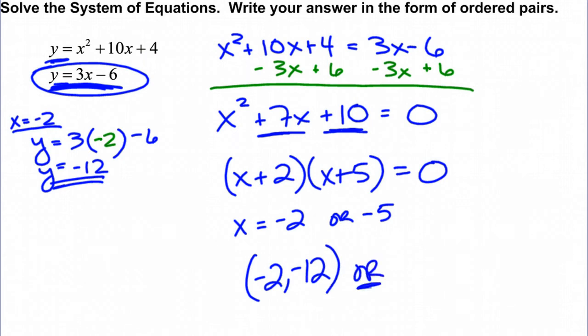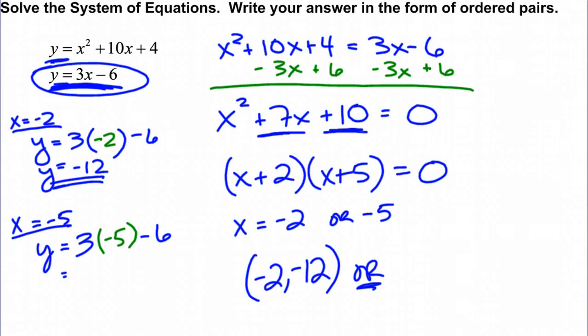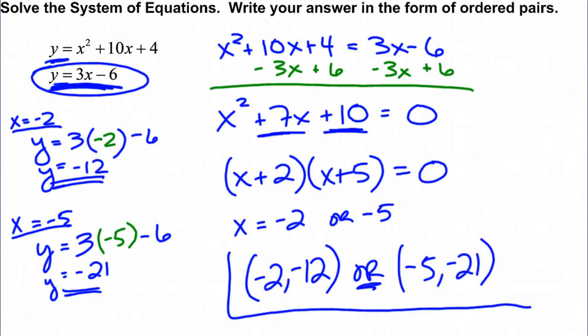Well, we also have another value of x to try, and that is negative 5. So we'll take that one and plug it into the same equation. y is equal to 3 times negative 5 minus 6. So that's negative 15 minus 6, which would be negative 21. So you get a second value for y that goes with your second value for x. So our second set of coordinates would be negative 5, negative 21. These are the two solutions to our system of equations.